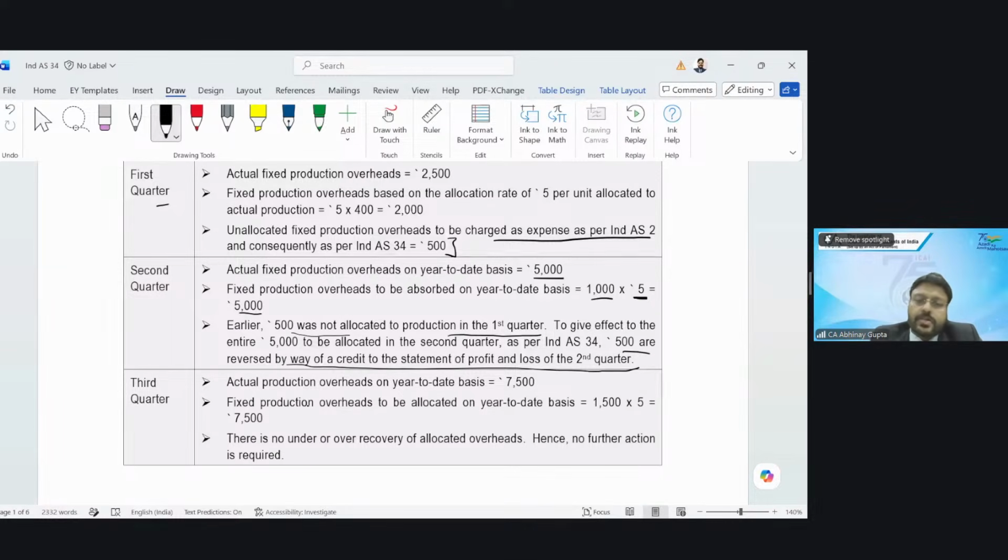Third quarter, what is the actual production? Actual production is 500. Accumulated year to date production is how much? 1500: 400 plus 600 plus 500. 5 rupees is the absorption rate, so no further adjustment is required. Simply 7500 will be absorbed in the third quarter.